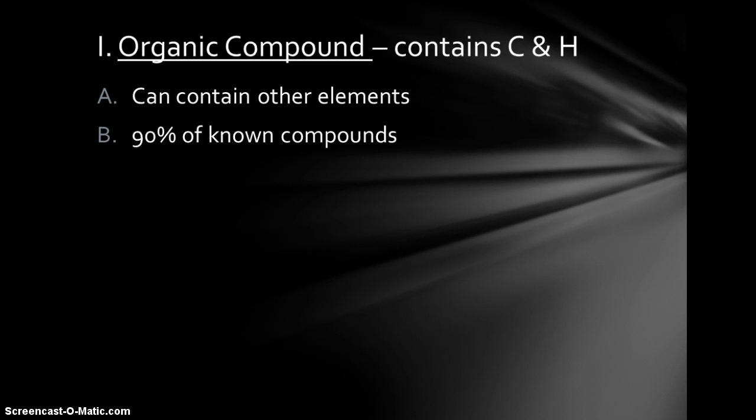90% of known compounds are organic compounds, and the reason why 90% of them are organic is because carbon has 4 valence electrons. So if you look at your periodic table, you'll see that carbon is in group 4, so it has 4 valence electrons, and that means it can make 4 different bonds, and so carbon is just found all around us.